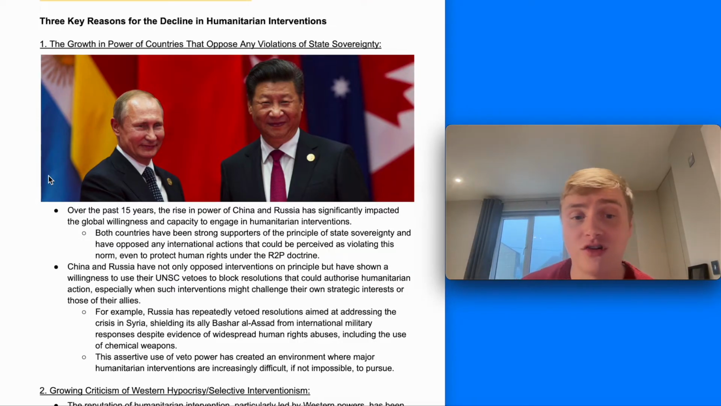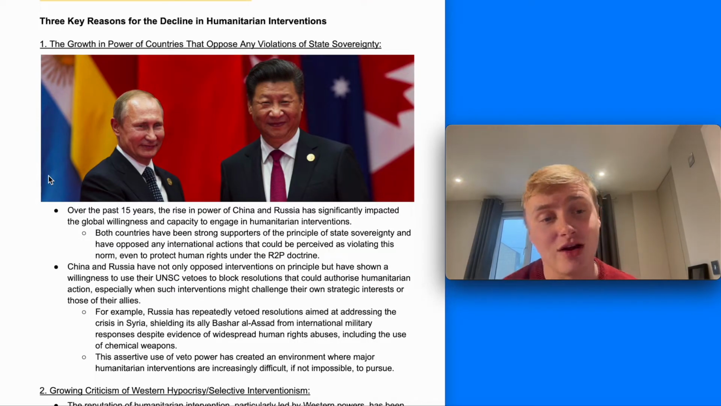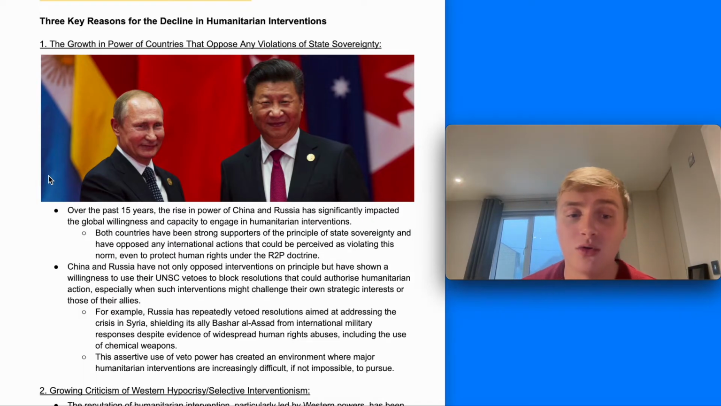For example, Russia repeatedly vetoed resolutions aimed at addressing the crisis in Syria, shielding its ally Bashar al-Assad from international military responses, despite evidence of widespread human rights abuses. And this assertive use of veto power has created an environment where major humanitarian interventions are increasingly difficult, if not impossible, to pursue currently.